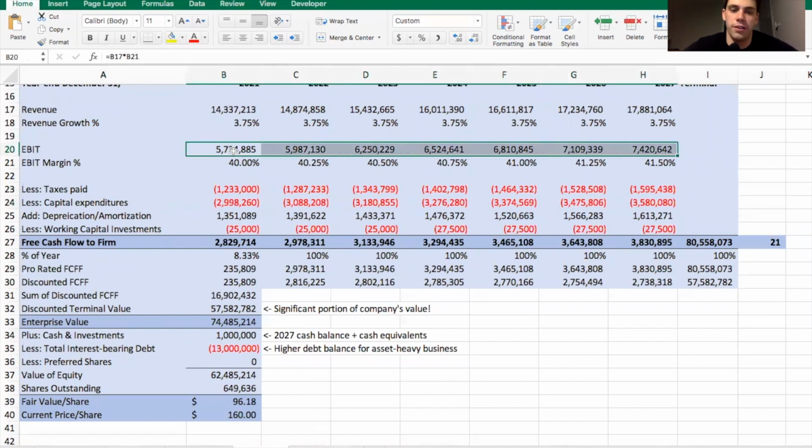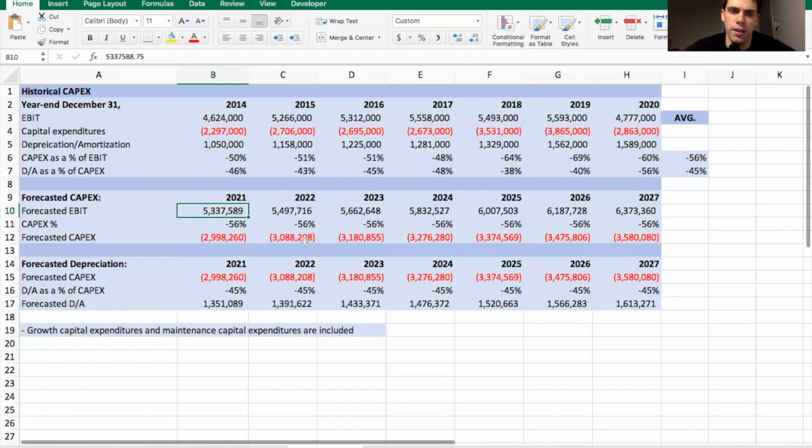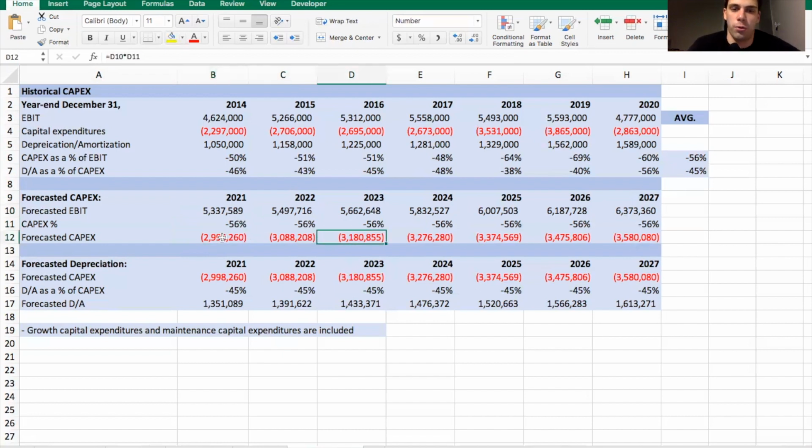So these numbers here, I kind of just put them into the schedule here. This is just one method that you can use to determine this. And then it gives a percent, and then you can see there's the forecasted amount there. And then basically did the same thing with depreciation, just took depreciation and amortization as a percentage of CapEx, and then use that to project what it will be going into the future.